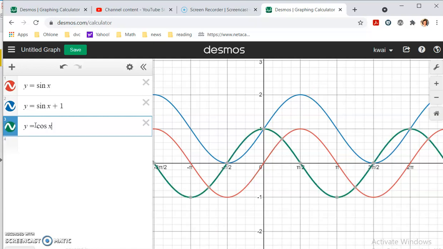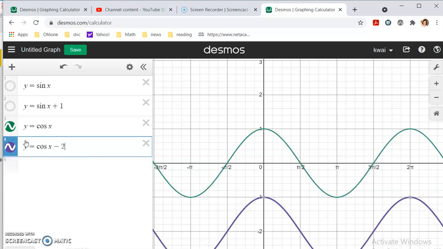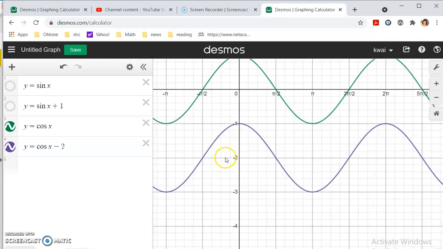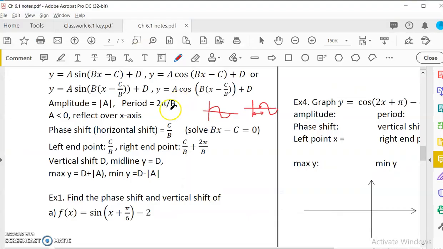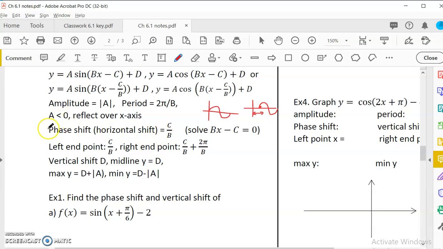If I have cosine x like this first, but then I do y equals cosine x minus 2, the whole thing shifts down, and you can see that the new midline is y equals -2. We call it the midline. It used to be the x-axis. So we have all these that we've written down. Amplitude and period are the old stuff that we know.